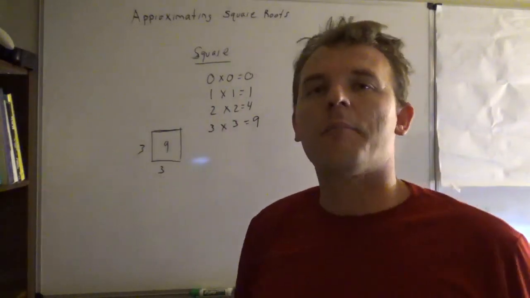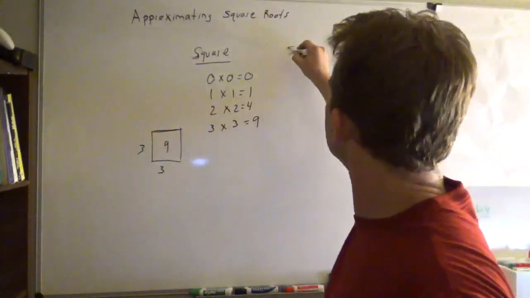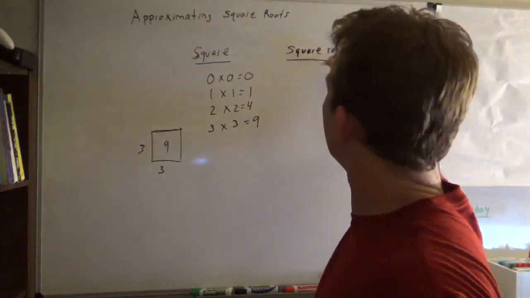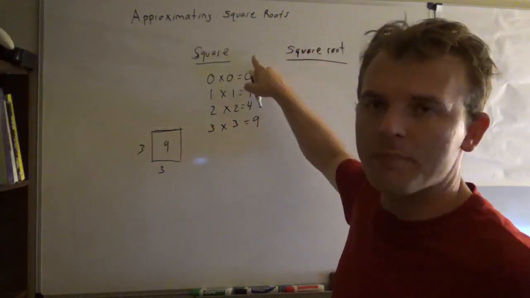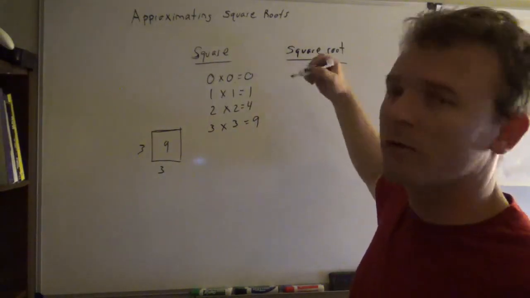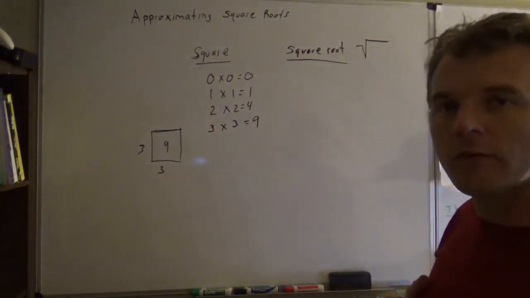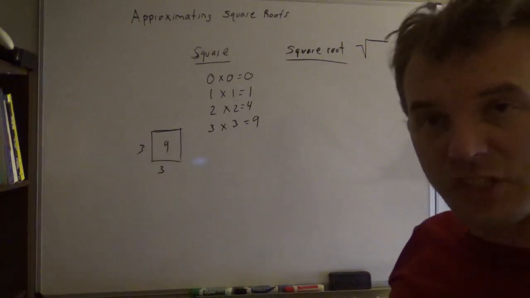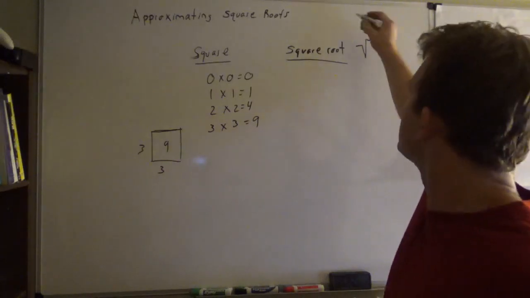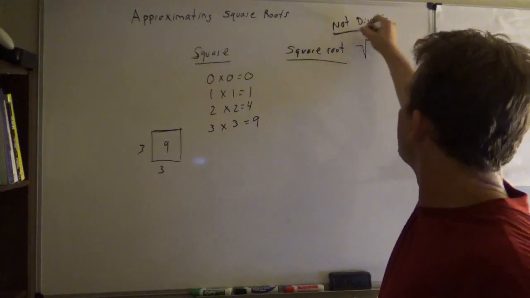But let's do the operation of doing a square root. Really, it's the opposite of squaring. A square root symbol is this guy right there. It looks like a division, but it's not. So this is a square root symbol, not division.